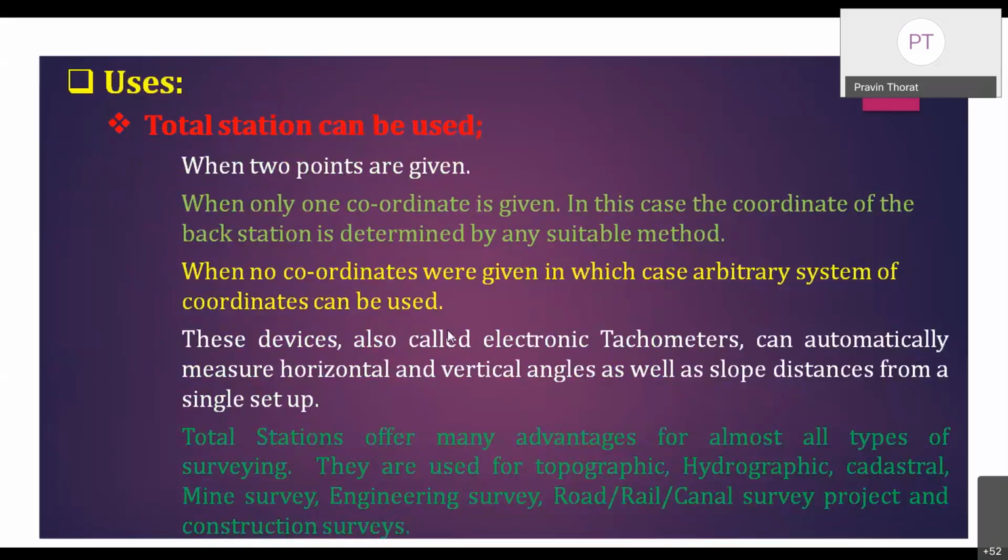So we move towards the various uses of the total station in the surveying industry. First, when two points are given, we use the total station for taking readings, measuring distances, measuring angles, or any other things. Second, when only one coordinate is given, the coordinates of the back station are determined by any suitable method. Third, when no coordinates are given, an arbitrary system of coordinates can be used.